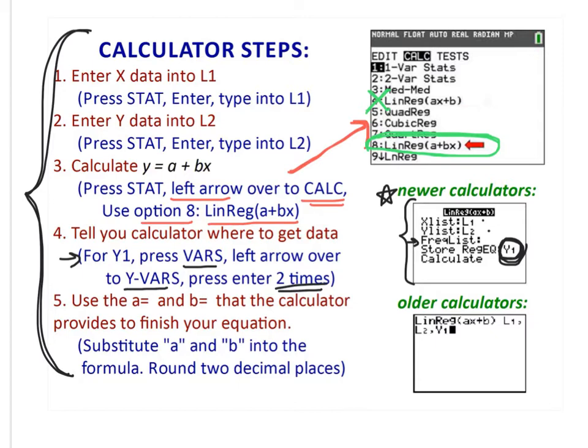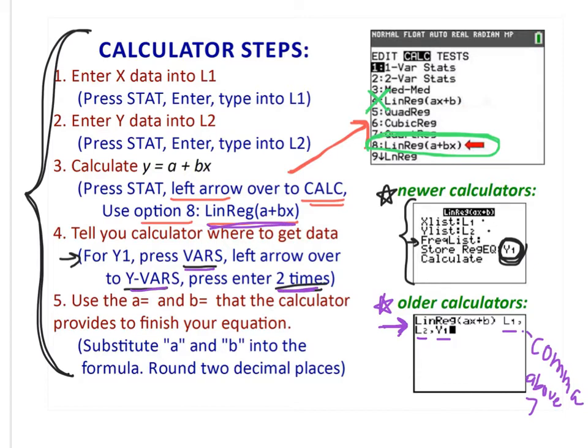So if you have an older version of a calculator, you're going to want to take a look at this bottom screen. So the older version, once you press enter on LinReg A plus BX, this is the screen you're going to get. Well, you need to type in L1, comma, L2, comma, Y1. You find Y1 the same way: Vars, over to Y-Vars, enter, enter. But you want to make it look like this. Also, the comma is above the 7 if you have trouble finding the comma on your calculator.